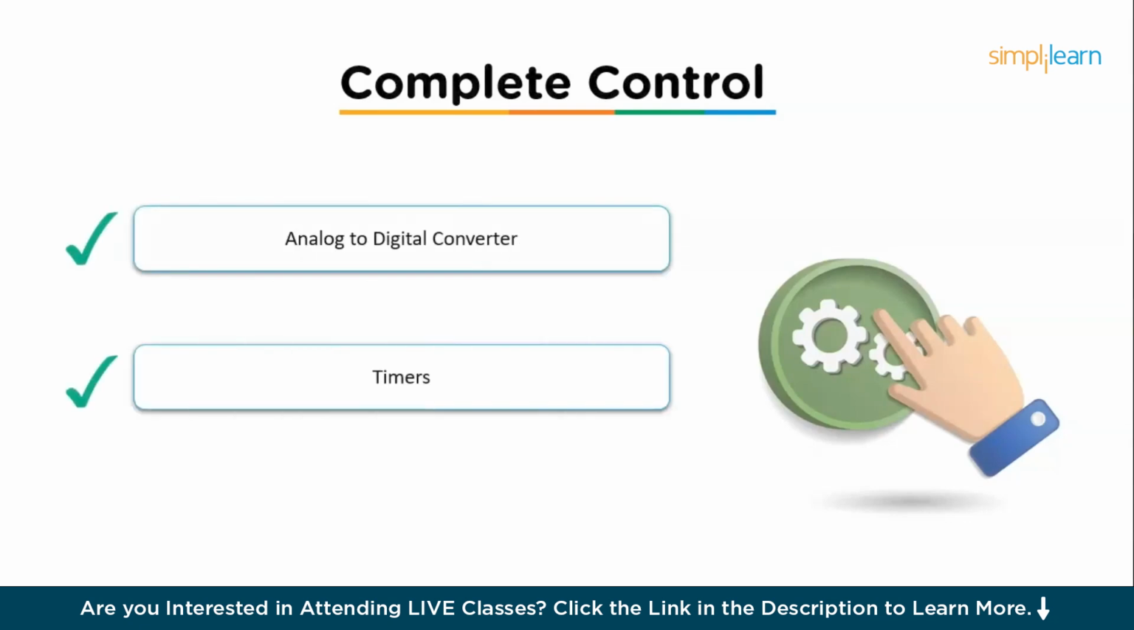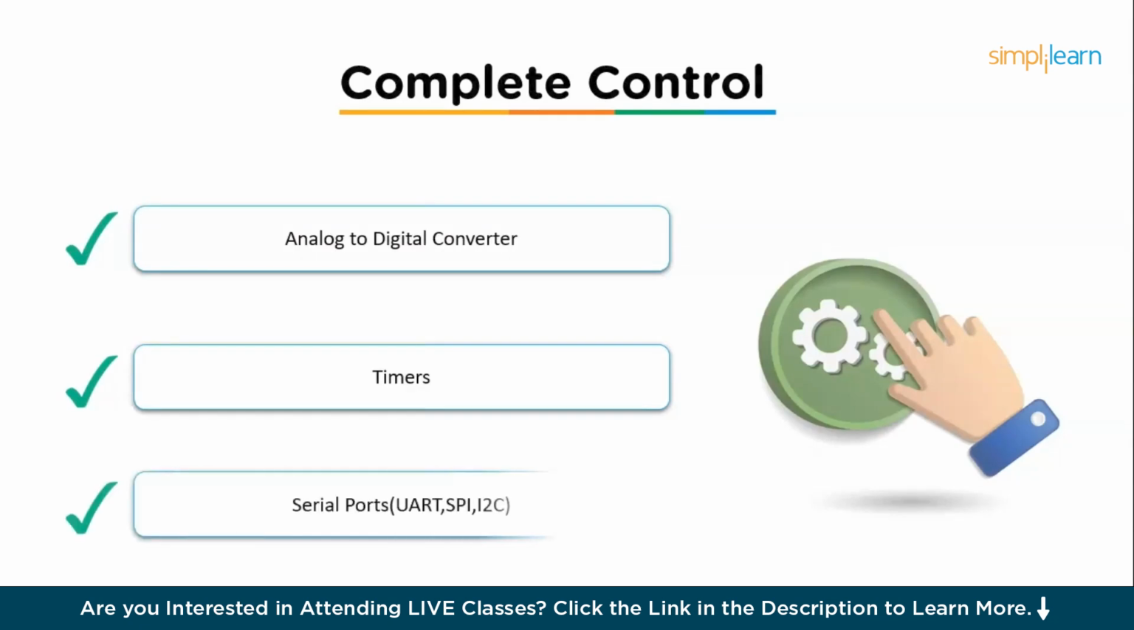Then we have timers, and then finally we have serial ports like UART, SPI and I2C. These peripherals help the processor interact with the real world to read voltage, measure time, or send data to other devices. That's what makes a microcontroller such a complete and powerful solution in embedded systems.